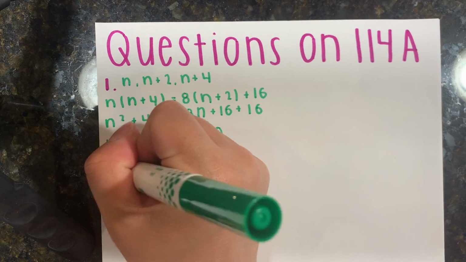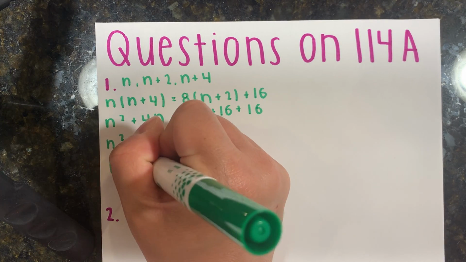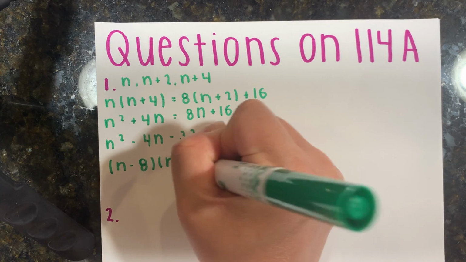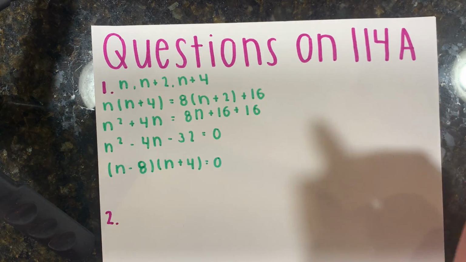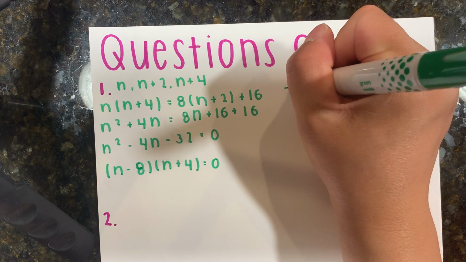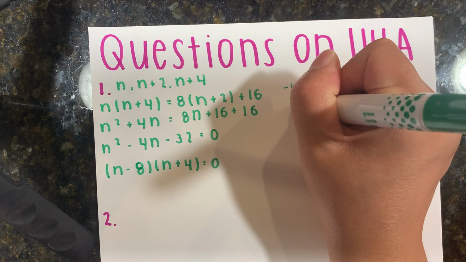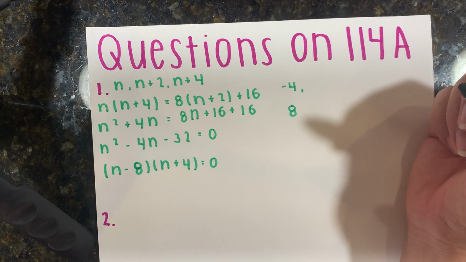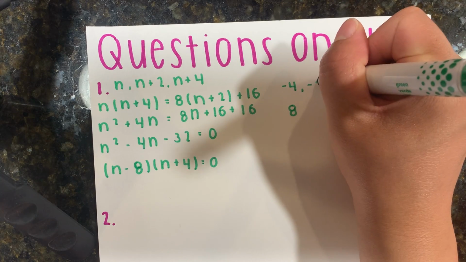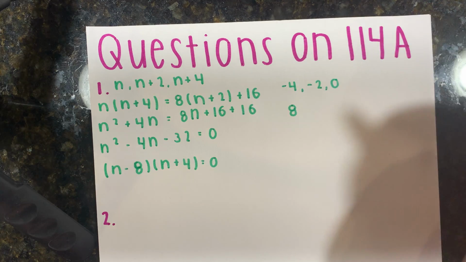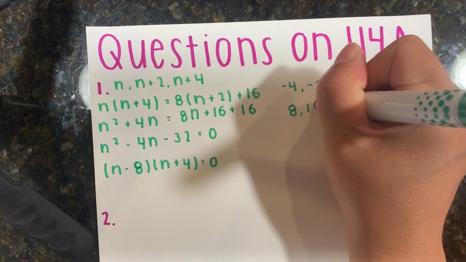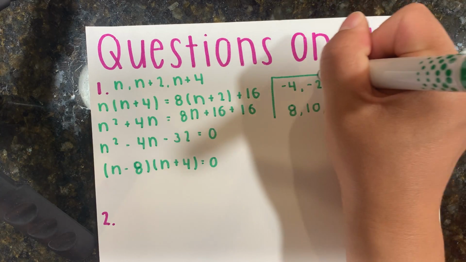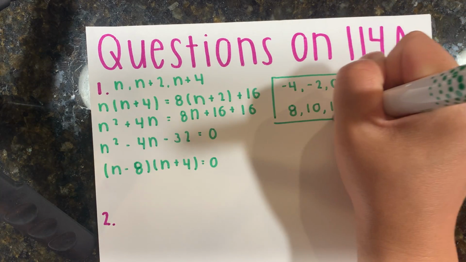That does factor evenly into n minus 8, times n plus 4, meaning I have two answers for n. The first one's going to be negative 4. The second one's going to be positive 8. So the consecutive even integers after negative 4 would be negative 2 and 0. After 8 would be 10 and 12. So I should have two sets of consecutive even integers.